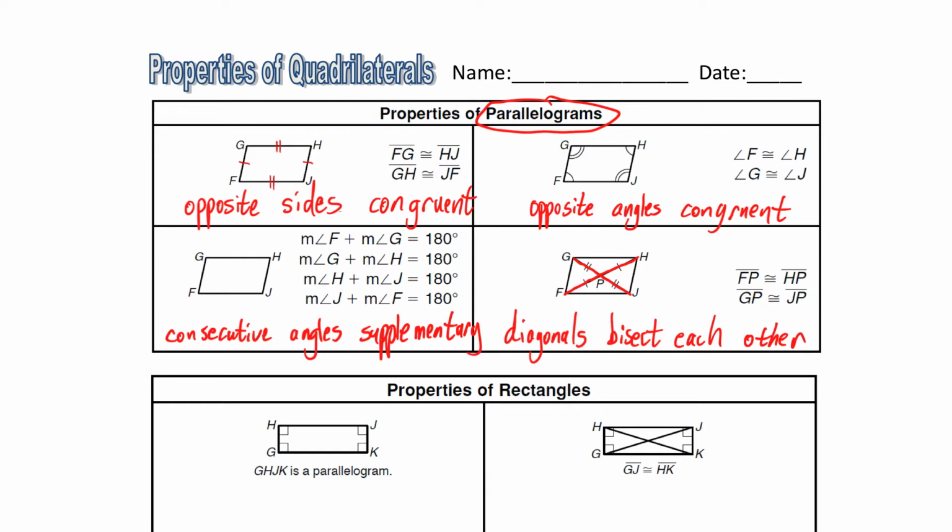So those are the 4 main properties of parallelograms. There's other stuff, but that's the main thing. Opposite sides are congruent. Opposite angles are congruent. Consecutive angles are supplementary, and diagonals bisect each other.